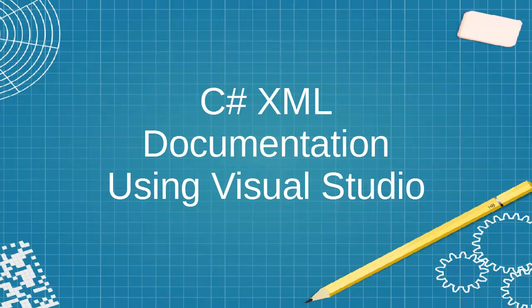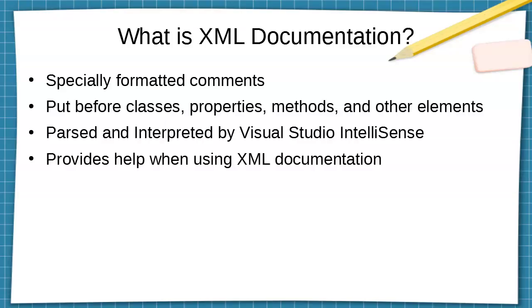All right, let's talk about C# XML documentation in Visual Studio. So, what is XML documentation? Well, it's basically specially formatted comments. These specially formatted comments start with three forward slashes instead of two forward slashes or a forward slash star and star forward slash. They're comments made to be recognized and interpreted by Visual Studio.